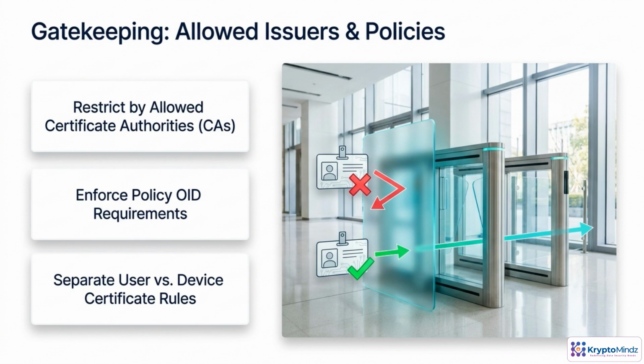Gatekeeping is where your IAM system decides which certificates it will actually trust. You first restrict access to a defined set of issuing CAs, so a random internal CA can't suddenly authenticate admins. Then you require specific policy OIDs and separate rules for user versus device certificates, so each certificate type is only accepted in the scenarios you intend.